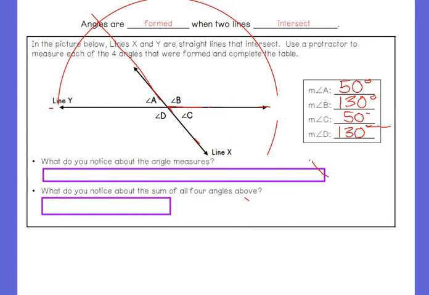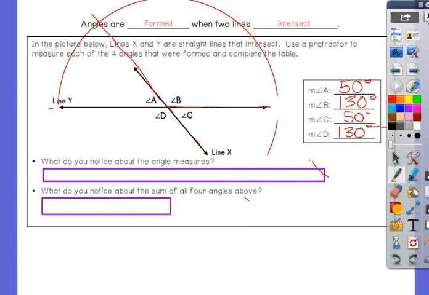All right, going to answer some questions now. What do you notice about the angle measures? These 4 angle measures, what do you notice about them? They're all the same? A and C are the same measures. What both equals up to 180? Like A and B? A and B equal 180, so I see that.